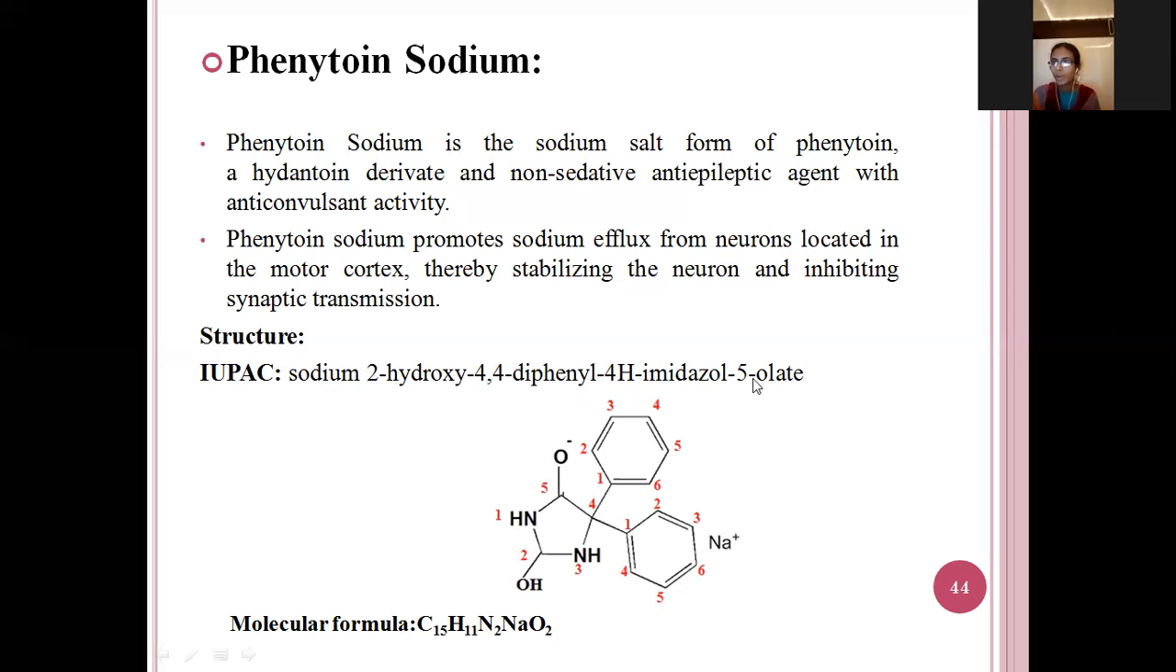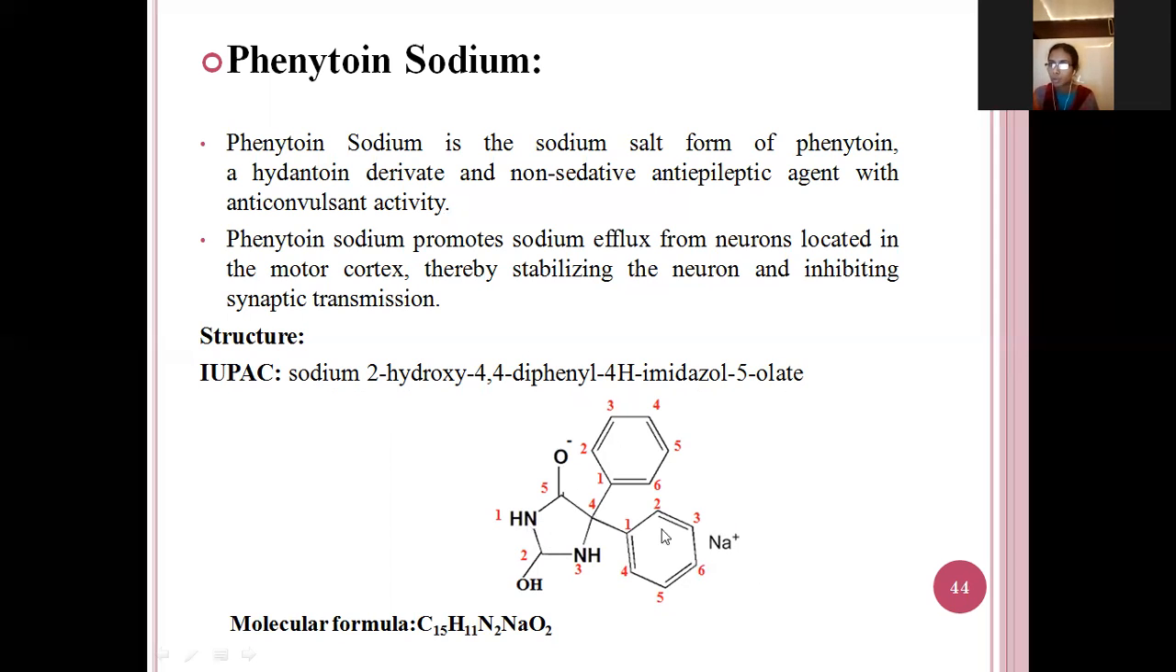Imidazole 5-olate. See here, this is the imidazole. This 5-member ring with 2 nitrogens are there. So imidazole, in second position, hydroxyl group is there. In fifth position, oxygen, and in fourth position, 2 phenyl groups are attached. And this is the sodium.